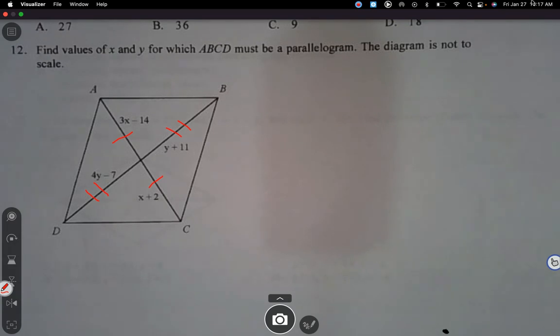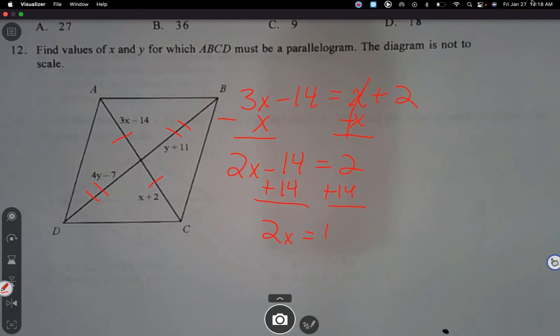Okay? 3x minus 14 equals x plus 2. Is everybody good with that? How do I solve? Subtract our x. Can y'all see the red? Yep. Okay. Just say something if you can. 2x minus 14 equals 2. Add 14. So 2x equals 16. Then what? That makes it x is 8.